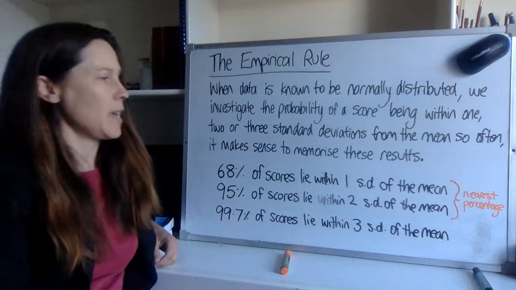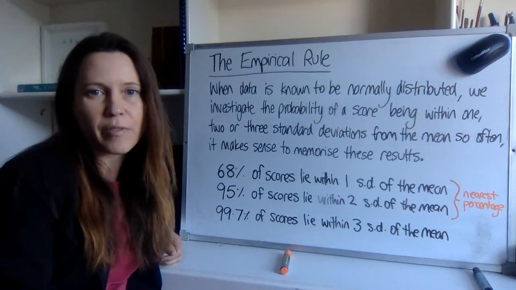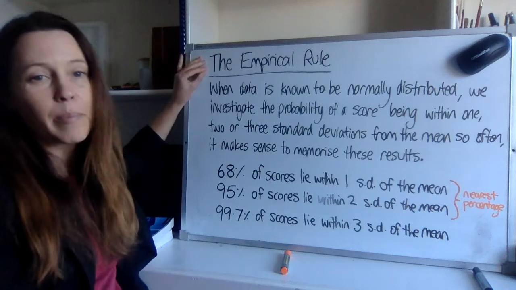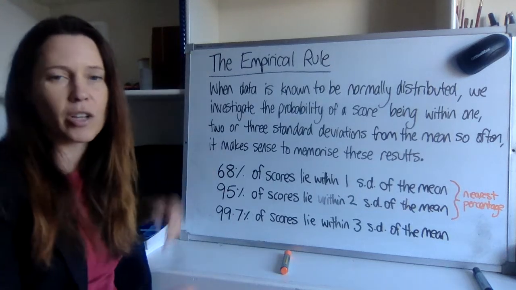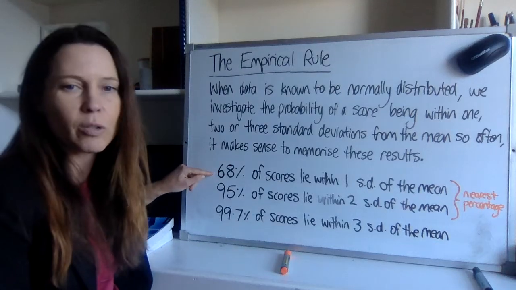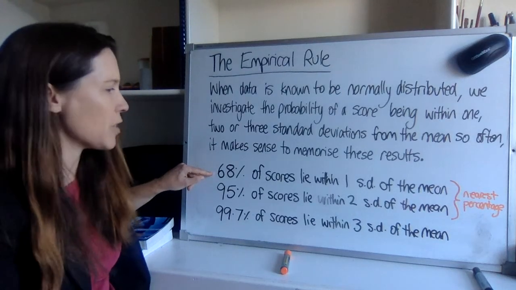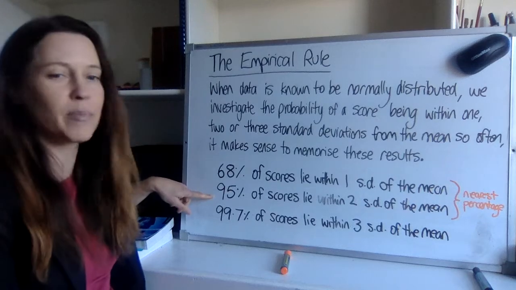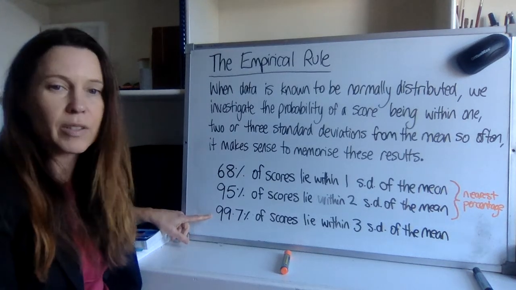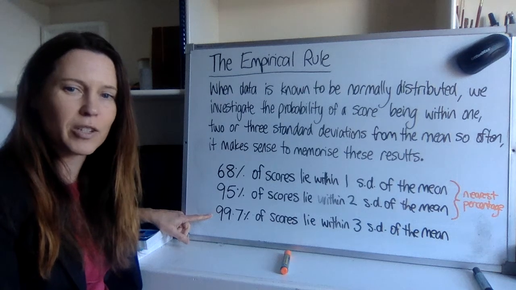So not only is it handy to memorize, we actually need to memorize them for this course because this is part of our syllabus. Now we call this the empirical rule because it's something that just holds true for all normal data. 68% of scores lie within 1 standard deviation of the mean, 95% lie within 2, and 99.7% of the scores lie within 3 standard deviations of the mean.